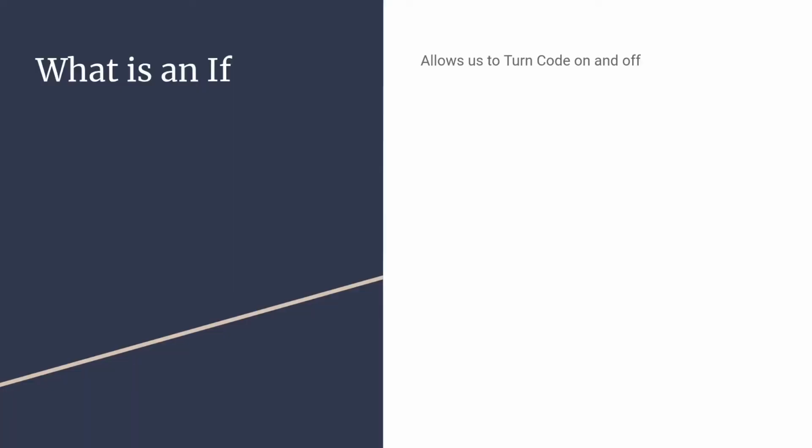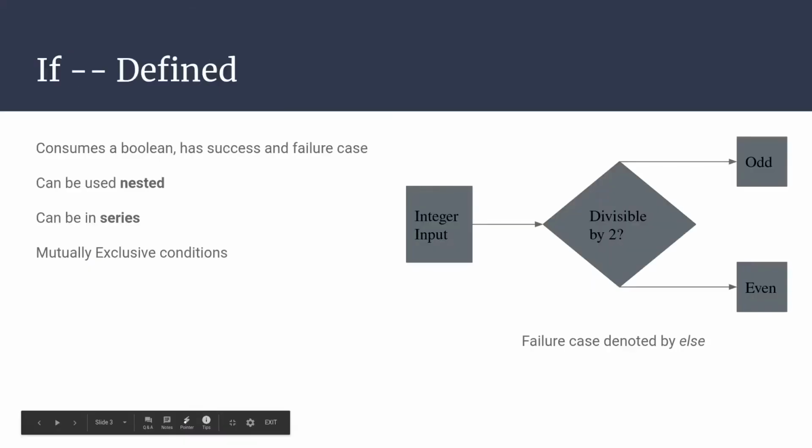Okay, let's talk about if statements. If statements are a fundamental way for us to turn code on and off depending on an input. An if statement consumes a Boolean and has code to run if that Boolean was successful or not successful. In Boolean terms, we would say true or false.